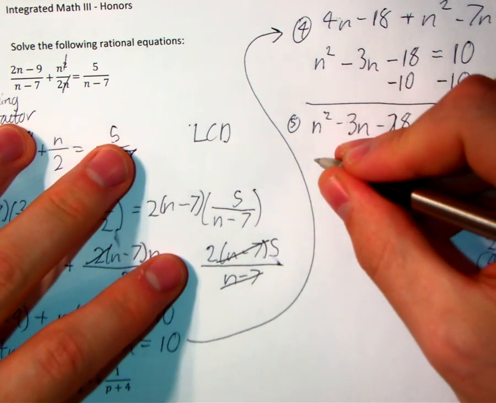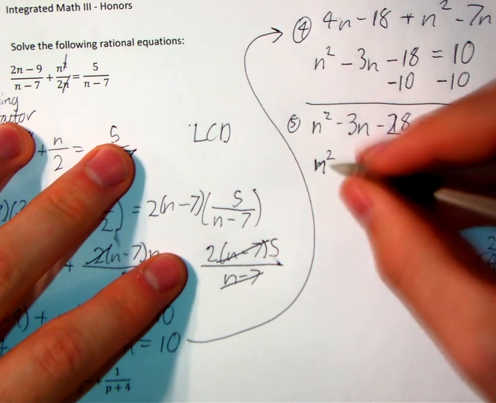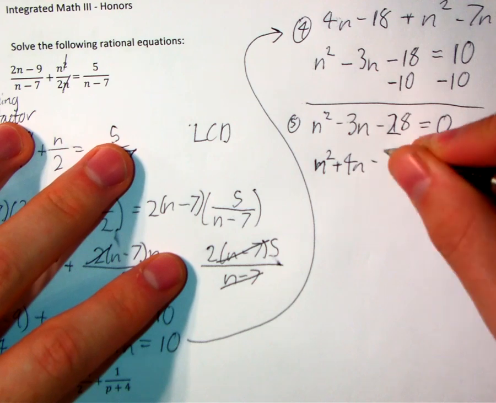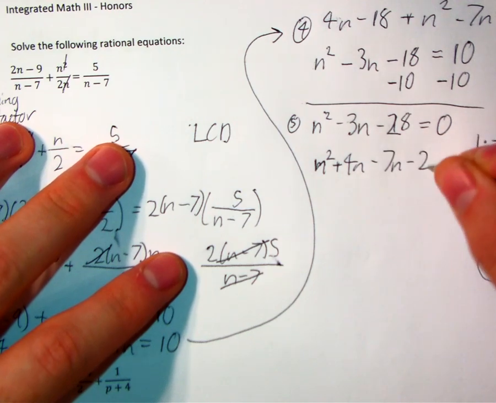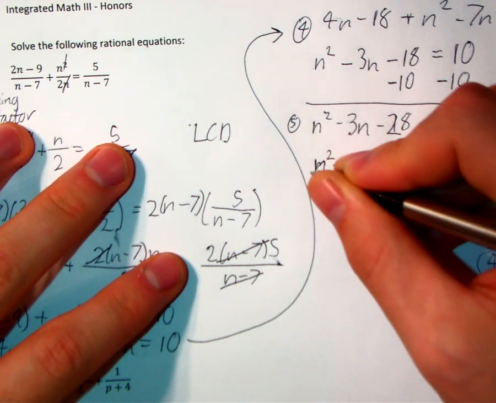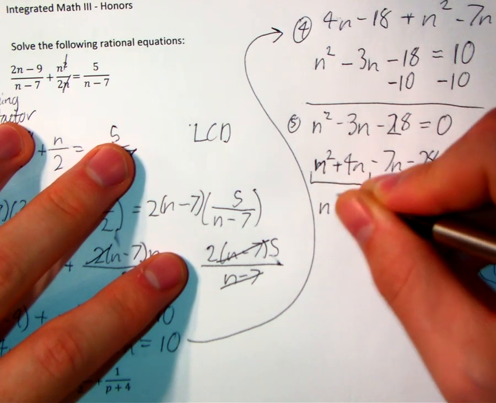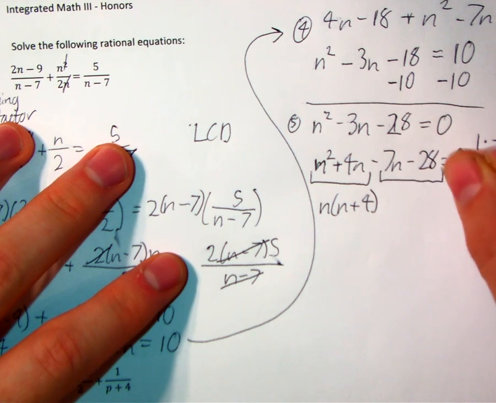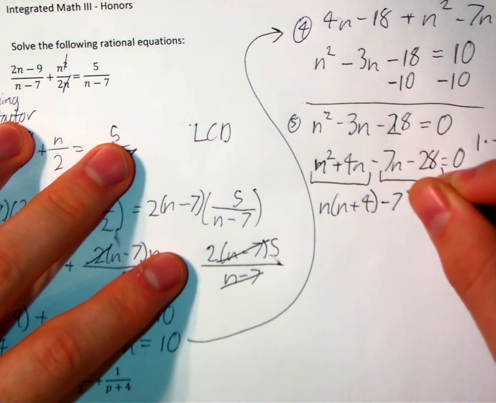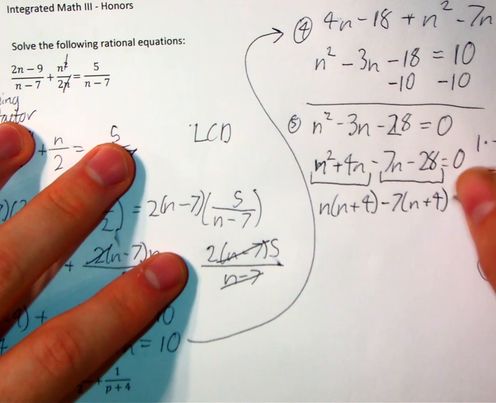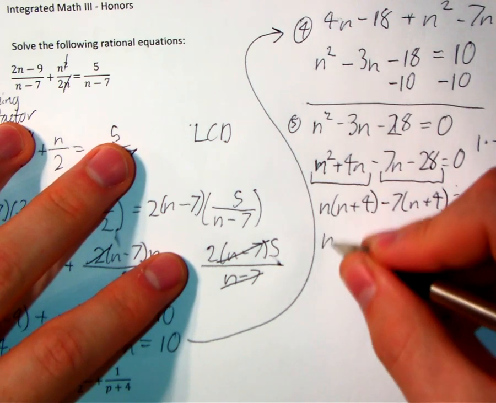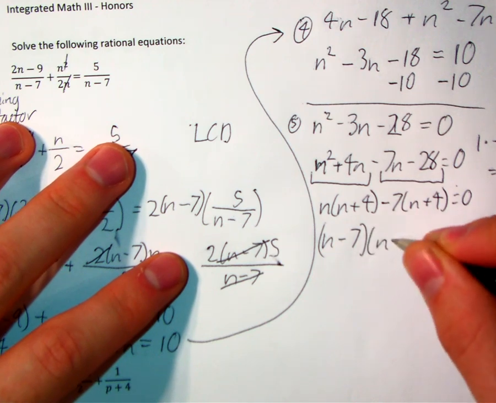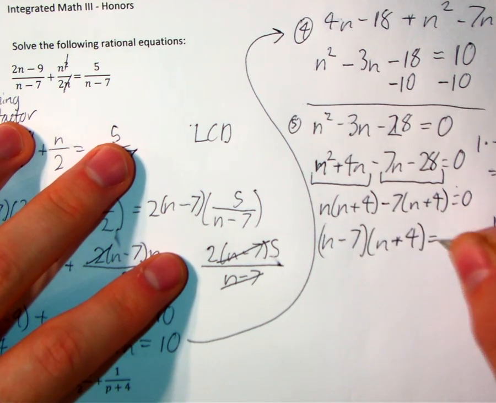What do I do with that pair? I'm going to take n squared, and then instead of minus 3n, plus 4n minus 7n minus 28 is equal to 0. I'm going to take the GCF of both sides. First side is n plus 4. GCF of the second side, I've got negative 7 times n plus 4 equals 0. And I've got n minus 7, that's one of my factors. And my other factor is n plus 4 equals 0.